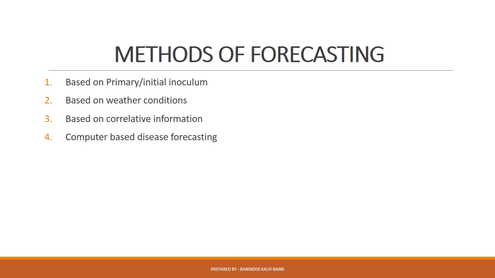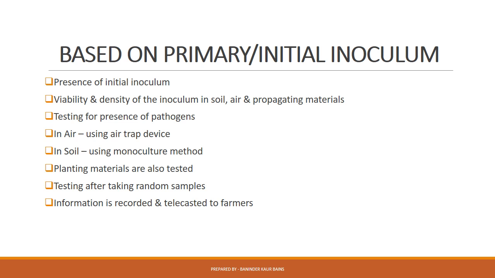Then methods of the forecasting. So there are basically 4 methods which are used for disease forecasting. First one is based on primary or initial inoculum. Second one is based on the weather conditions, then based on correlative information, and last one is computer based disease forecasting. So first one, based on primary inoculum. So here are the points mentioned. So presence of initial inoculum. If the initial inoculum is present, then there are chances that disease will spread. So means we compile this whole data and then we do a forecast.